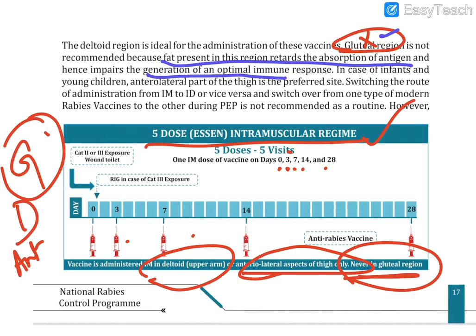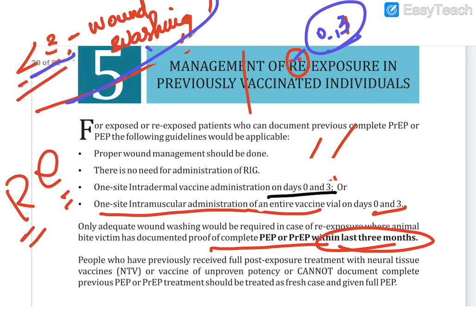Now intramuscular is 0, 3, 7, 14 and 28. The intradermal is 0, 3, 7, 28, and here it is 0, 3, 7, 14, 28. You have to give 1 dose on the deltoid region, 1 inch above the insertion of the deltoid muscle.